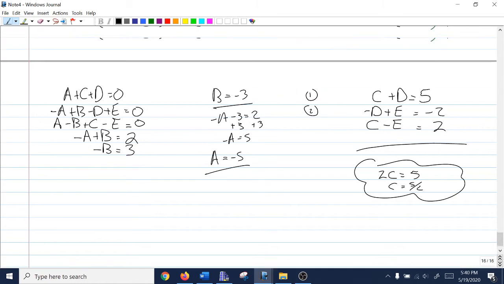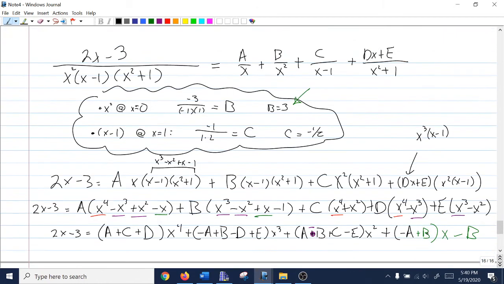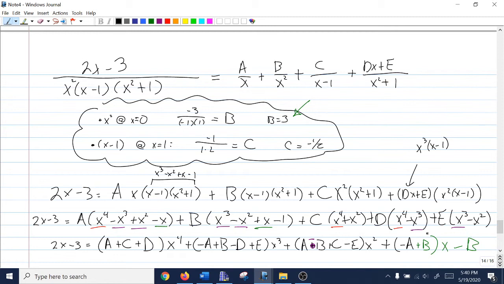Get 2c is 5, c is 5 halves. I don't see a mistake so far here. Did I make a mistake in the cover-up method? That gave me c. Multiply by x minus 1.